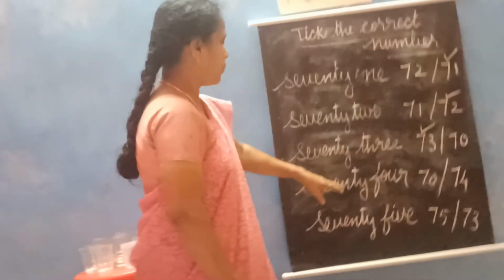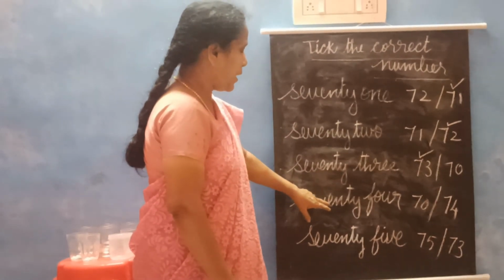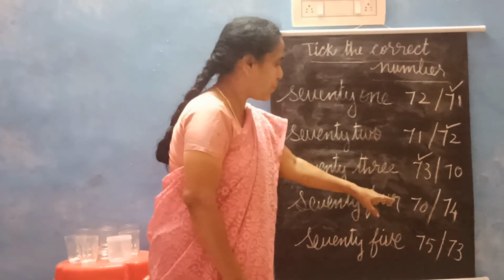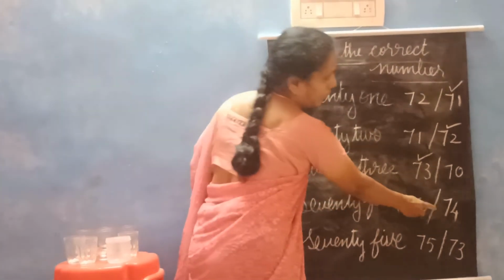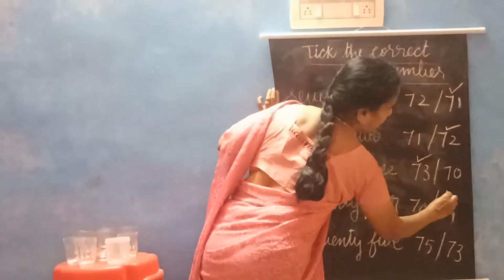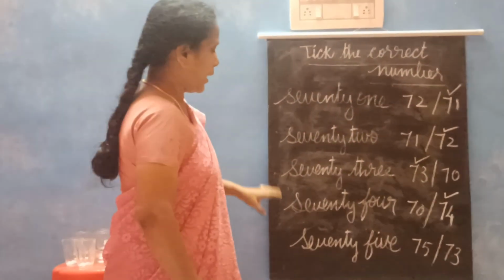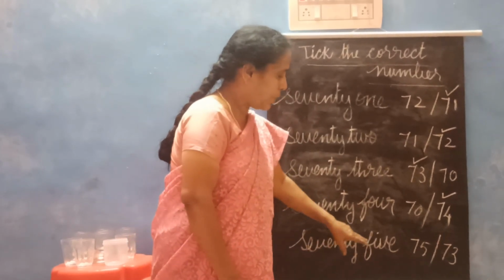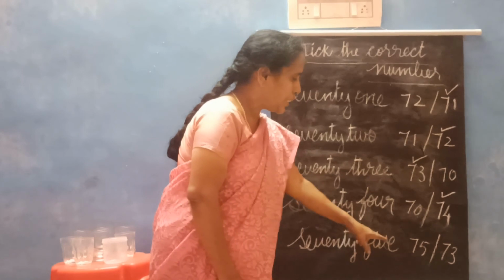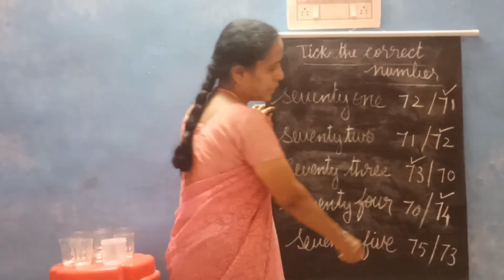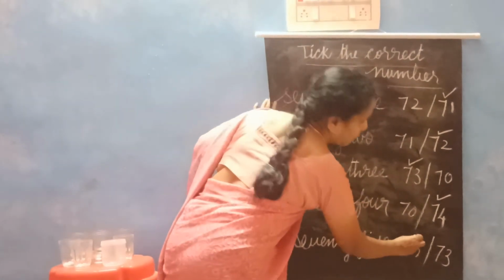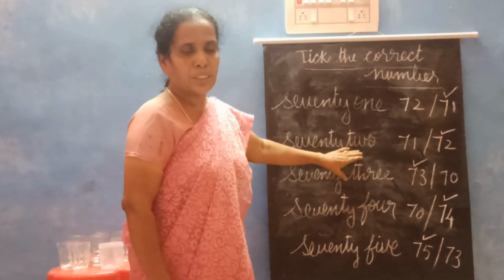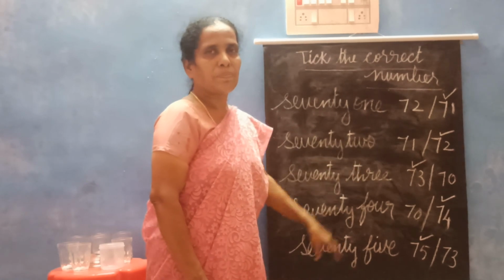Next number, 74. SEVENTY 74. FOUR 74. Where is the number 74? 7 4, 74. Here you have to tick. The next number, SEVENTY 75. FIVE, 5. 75. Where is the number 75? Here, 7 5, 75. Now you got the number. Like this you have to tick the correct numbers. Okay? Very good children. Thank you.